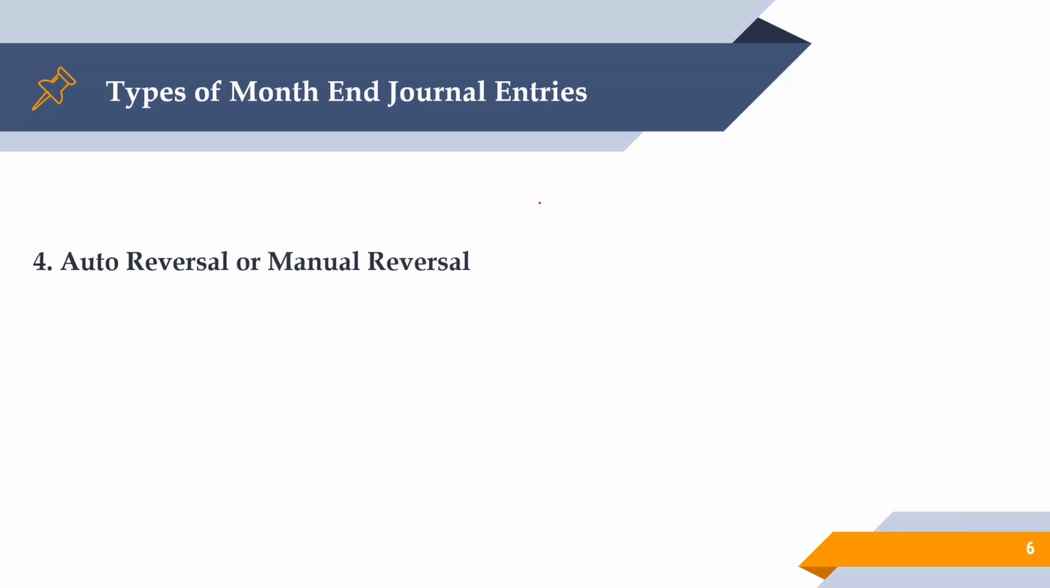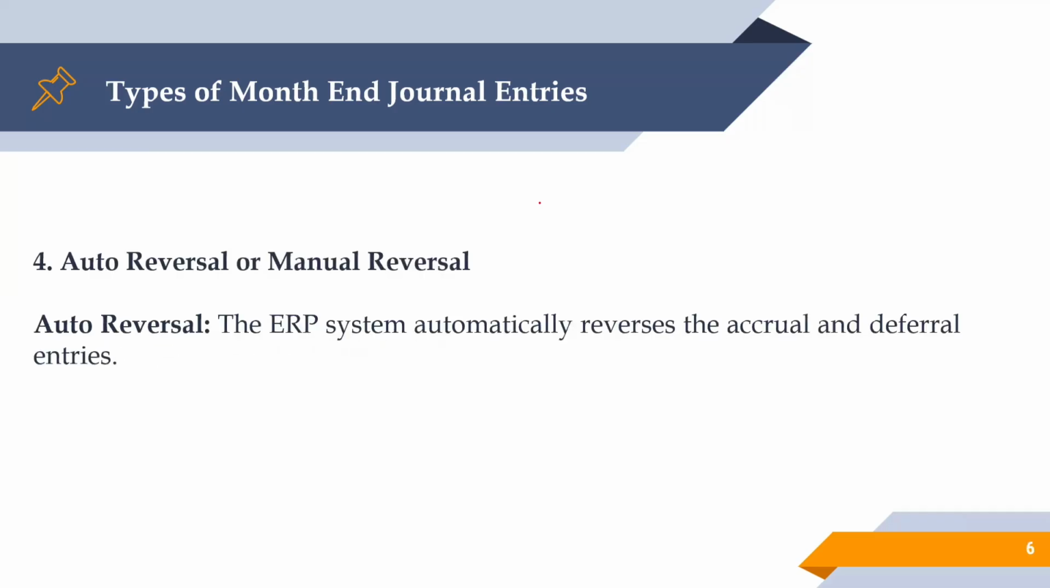Second, auto reversal or manual reversal. Auto reversal, the ERP system automatically reverses the accrual and deferral entries. So as mentioned in automatic entry, that's a deferral entry or accrual entry. If any entries which we are doing through the systems, that's automatic, or in a manual entry as well, if you specify that the entry is going to be reversed automatically, then the system is going to do the reversal automatically. There is no manual intervention required for that entry. Manual reversals are done manually.